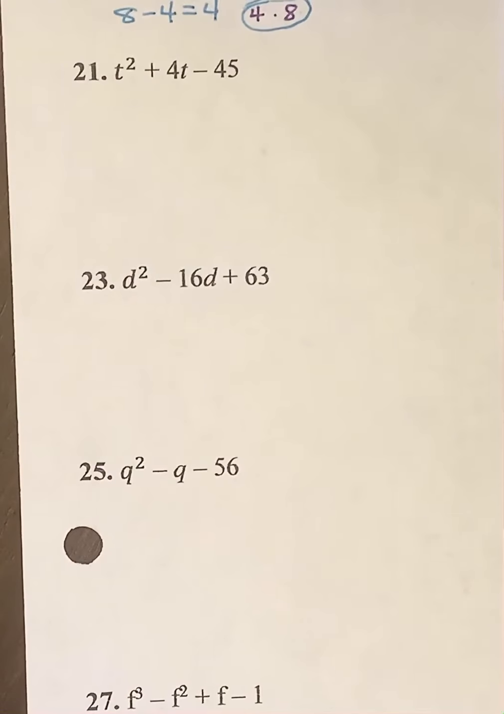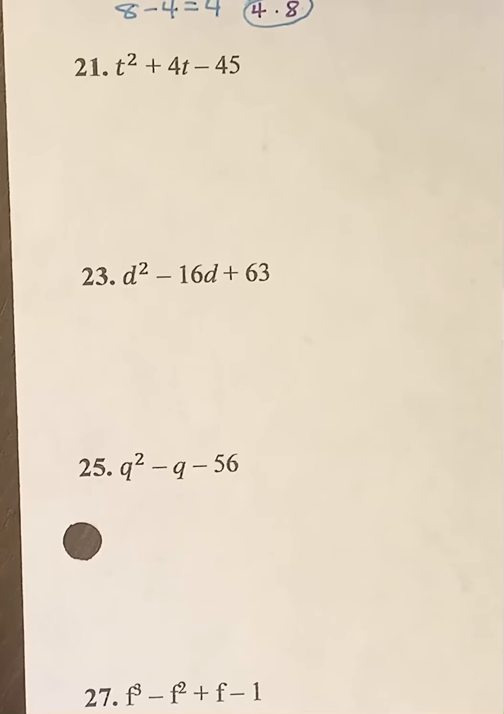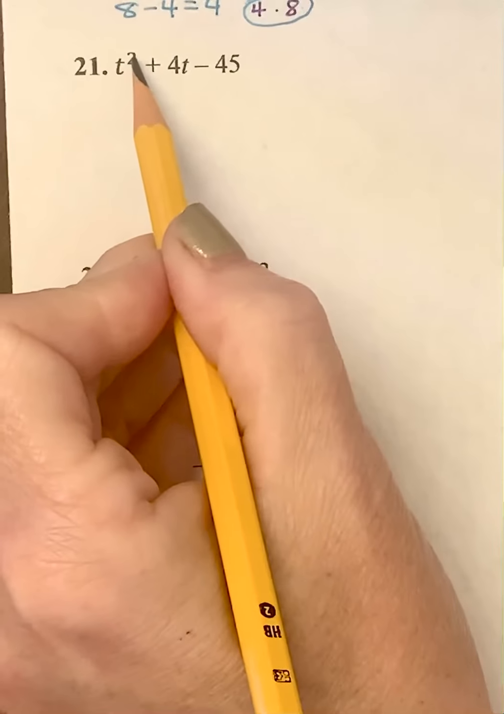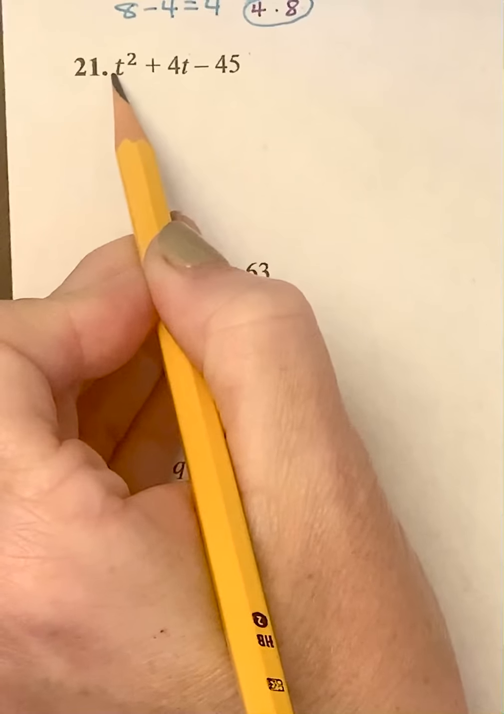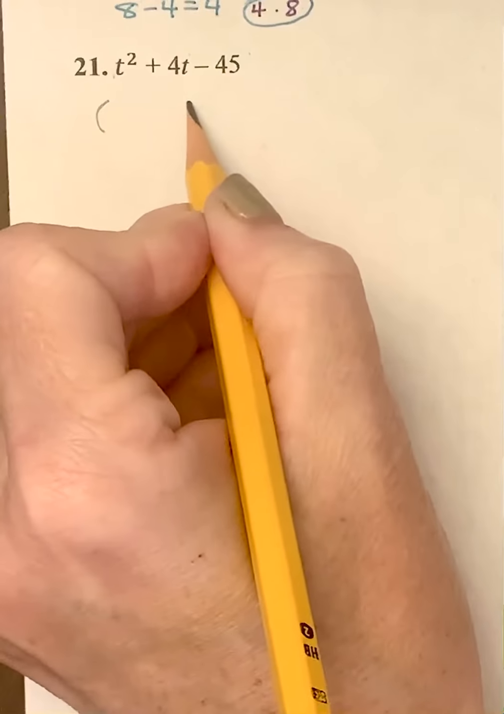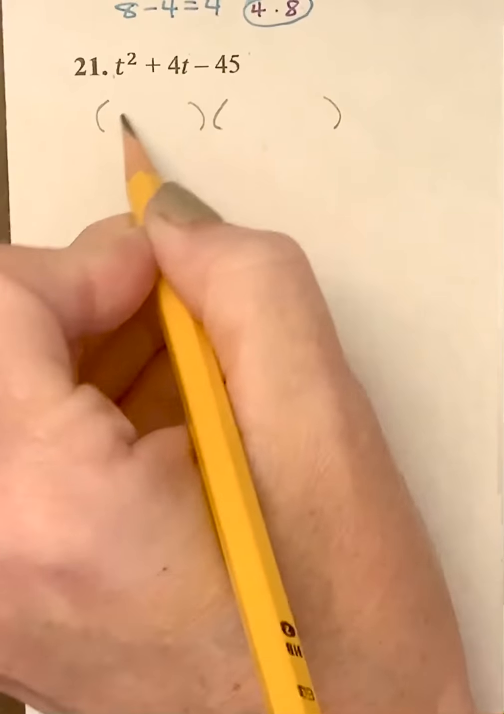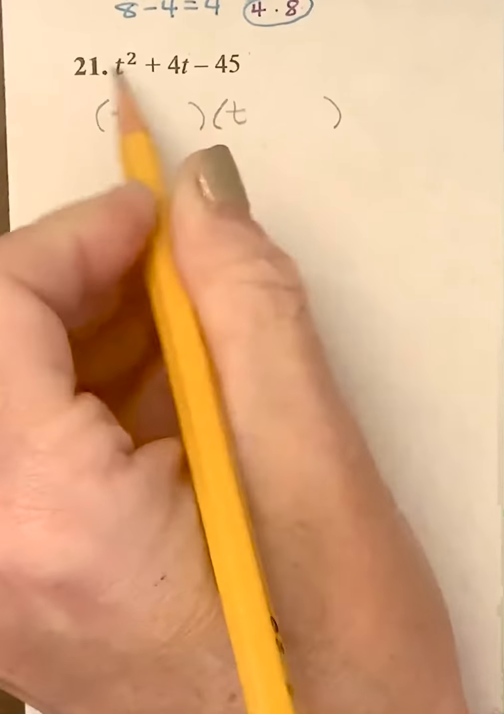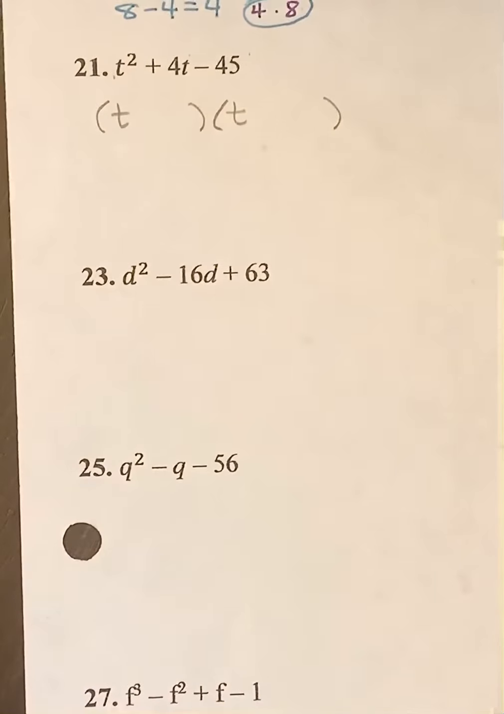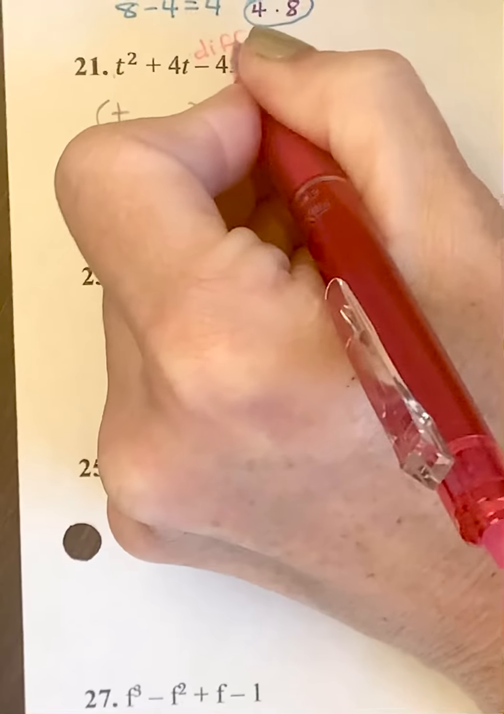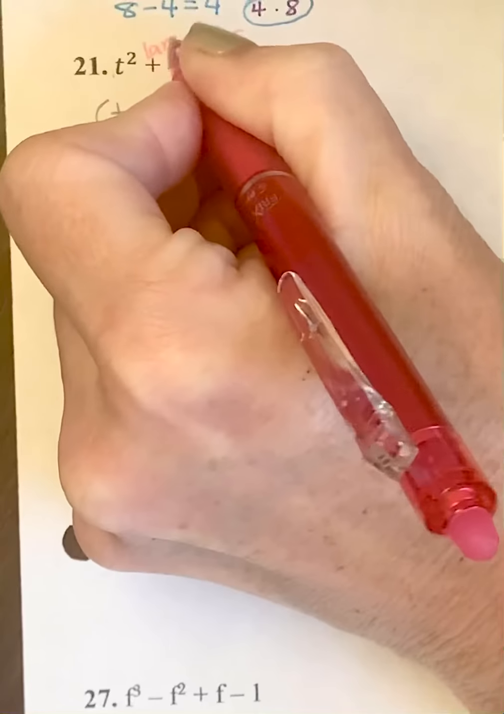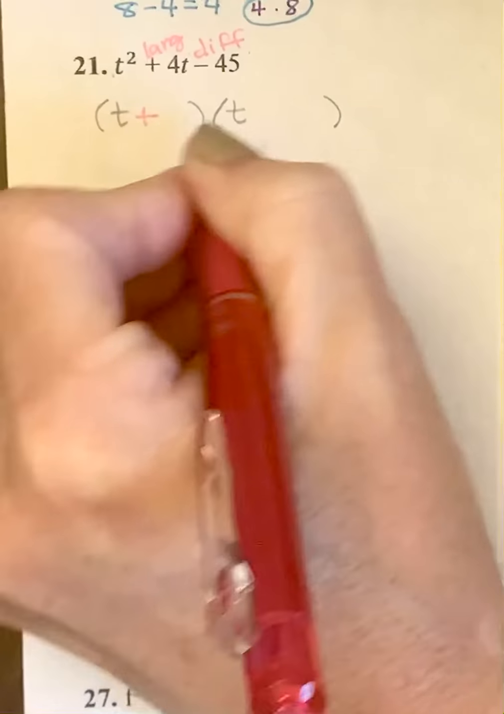Okay. Is there a greatest common factor? No. It's a trinomial. It's in descending order, and the leading coefficient is a 1. So we can go ahead and start factoring. It'll be t times t, which gives me a t squared. The signs will be different, and the larger number will be positive.